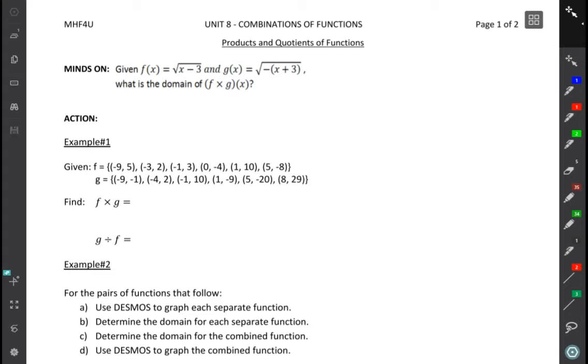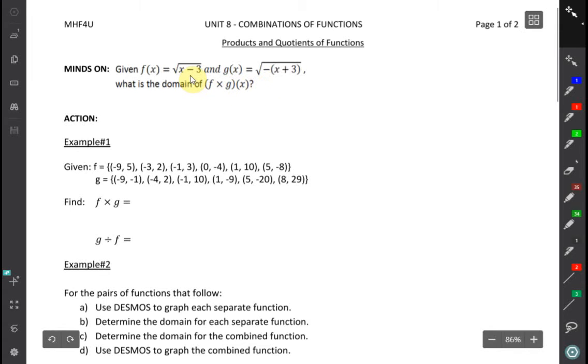So in the mind's on, I would just like you to take a moment to consider what the domain of f times g at x would be given these two functions, f at x and g at x. What I want to remind you is that when you combine functions, their domains have to overlap. So we need to look at where the domain of f at x overlaps with the domain of g at x. So I'd like you to take a moment to consider that, pause the video, and see what you can come up with.